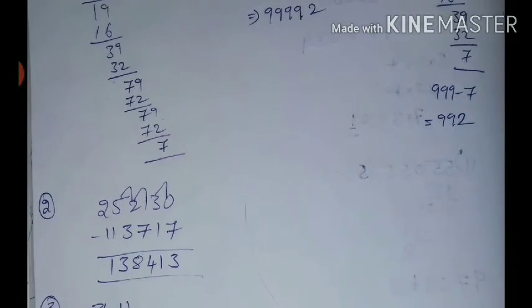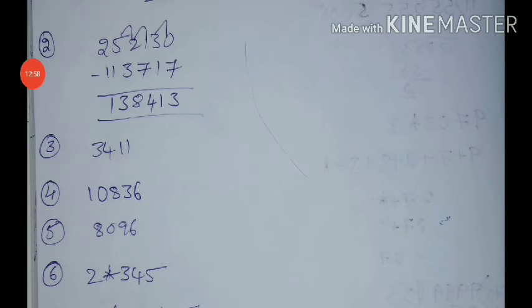Here I just explained both. Next question. In the election, candidate A gets 252,130 votes, and candidate B gets 113,717 votes. Then the number of votes with which candidate A wins is 252,130 minus 113,717.